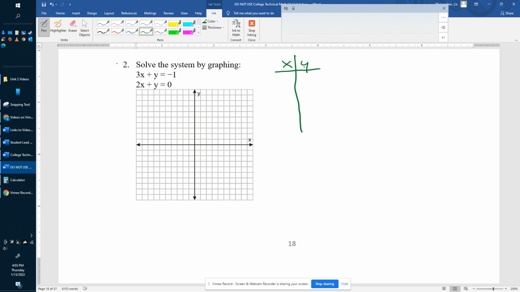So again, we are going to be looking at the x and y intercepts. So let's plug 0 in for x, and we get y equals negative 1. If we plug 0 in for y, we get 3x equals negative 1. Divide both sides by 3, and we get negative 1/3.